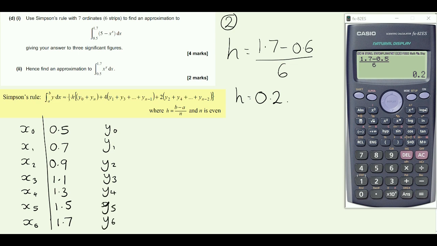So the first y value is found by doing this function. Don't try and integrate it or anything like that. We're just going to put the x0 value into this function. So 5 minus 0.5 to the power of 0.5. And that's going to give me my first value. Now I'm asked for the answer in 3 significant figures, so I just need to make sure I'm working to more than that in the question, so that when I do my final answer, I've got a better approximation.